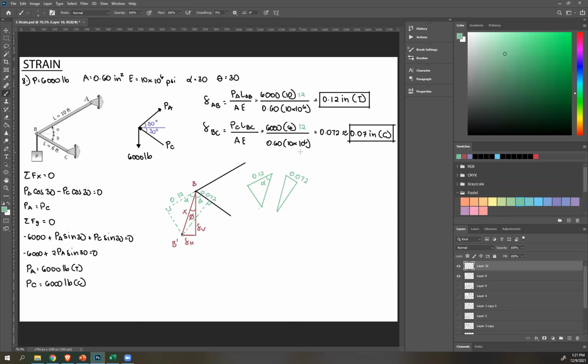0.072. And then this is that beta. And this is your x. Okay. Now from this, you can create equations. Cosine alpha is simply 0.12 over x, adjacent over hypotenuse x. In the same manner, cosine beta equals 0.072 over x. Now you can't solve for anything yet, but you can write beta in terms of alpha.